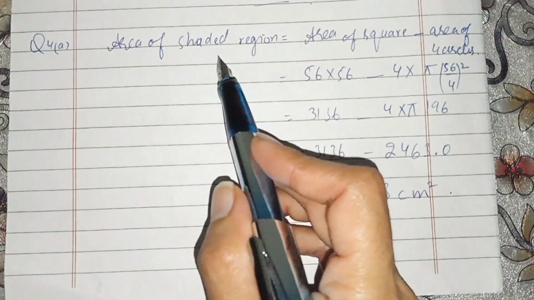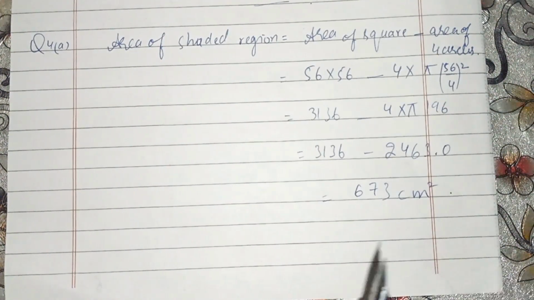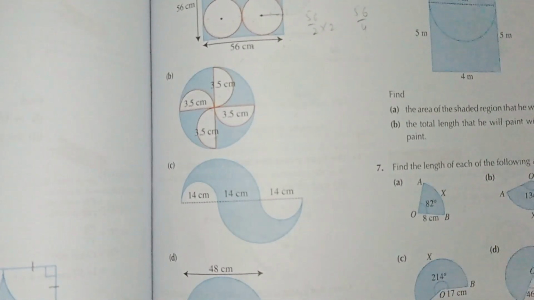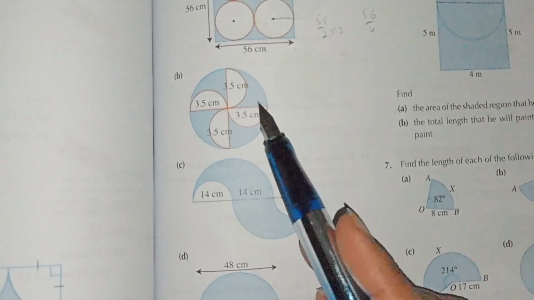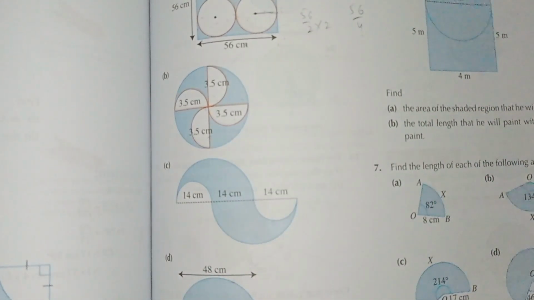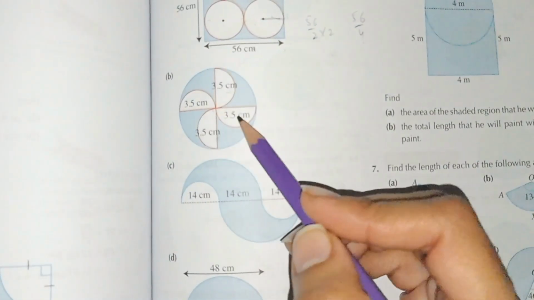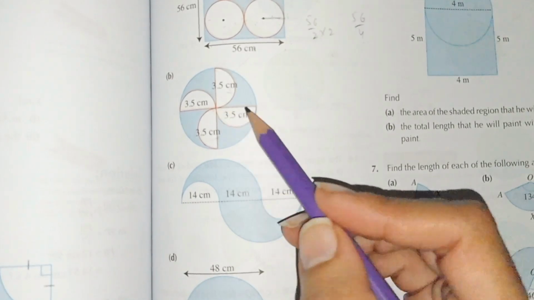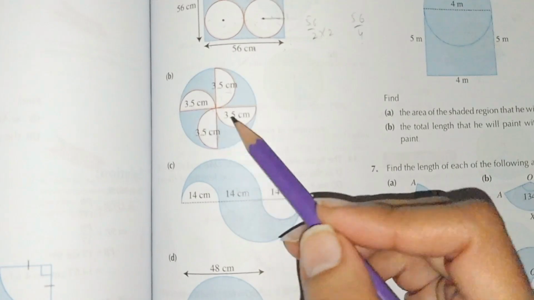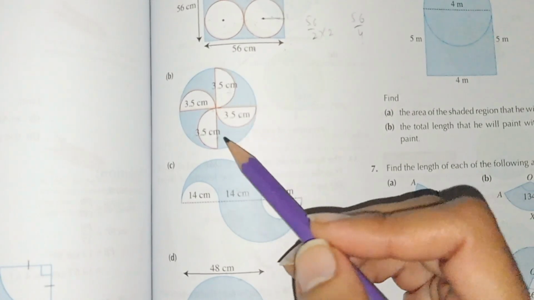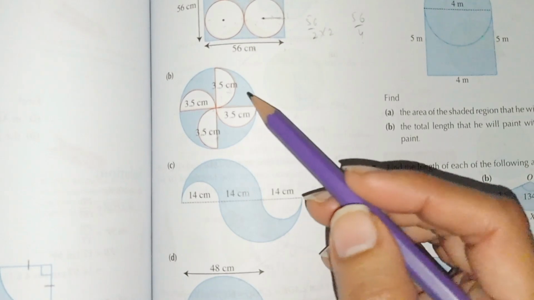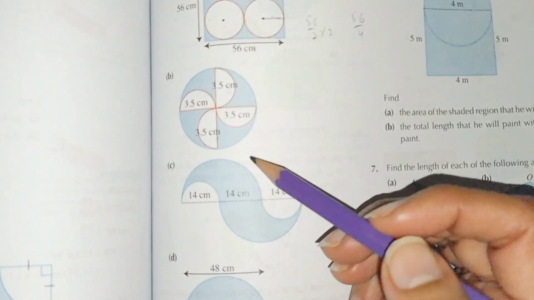We find the area of shaded region. Now students, part number B, we have to find the area of these shaded parts. You can observe from this diagram that there are 4 semicircles, and this is the diameter of a semicircle. First we have to find the area of these semicircles, then we have to subtract from the area of the circle, and we can find the area of the shaded region.